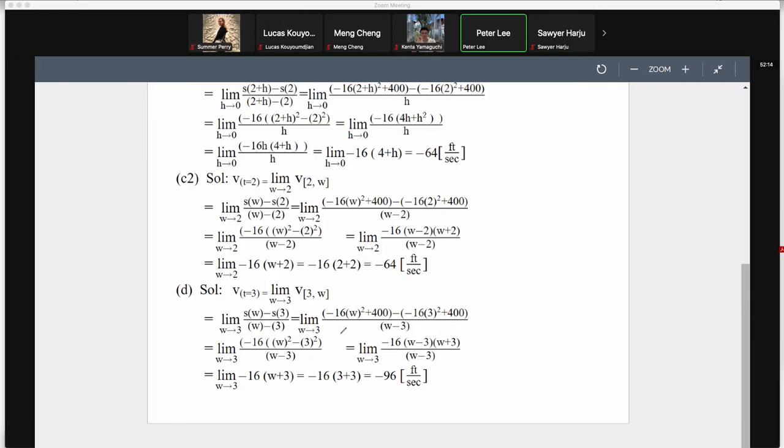Every problem, but this is what I recommend. Apply different methods on different problems. For one problem, use one notation, and for the next problem, use the other notation. That's what I want you to do, okay? And then if you do that, the same thing here, and you get minus 96 at the end. And that is the instantaneous velocity at t equals 3 seconds.